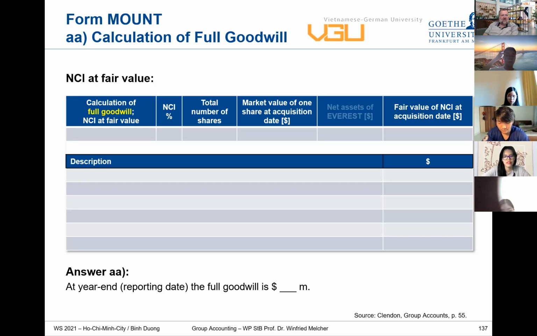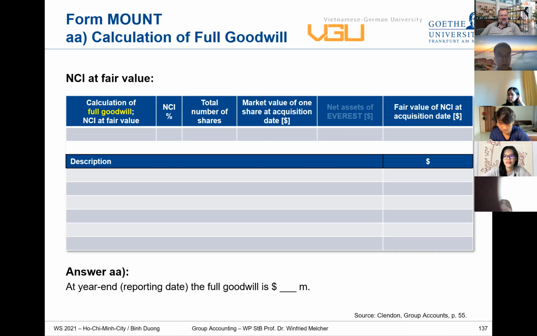Yes, and there is a comment in chat, teacher, I wonder which method is more preferred in reality. Yes, no wonder. The goodwill method is preferred in reality from my perspective. I will look that up in a book for you, but that would be my gut feeling.